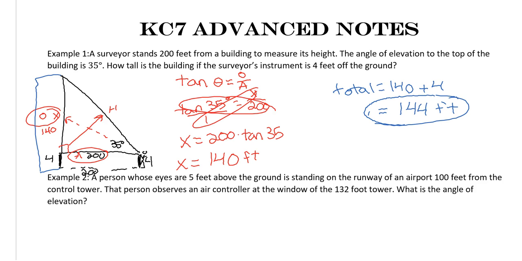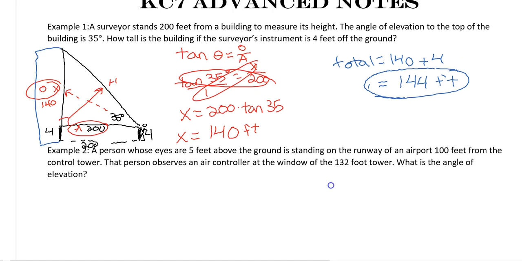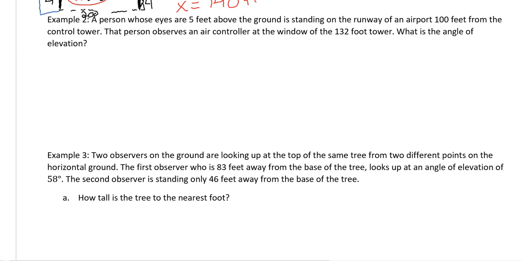Let's look at another example like this. A person whose eyes are 5 feet above the ground is standing on the runway of an airport 100 feet from the control tower. That person observes an air controller at the window of the 132-foot tower. What is the angle of elevation?